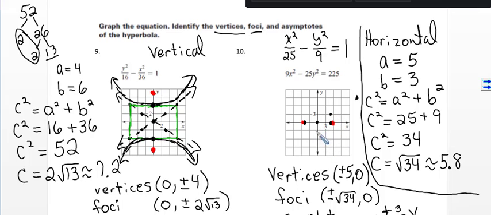Down 3 and over 5. That should give me some good guidance there. Down 3, right 5, up 3, left 5.